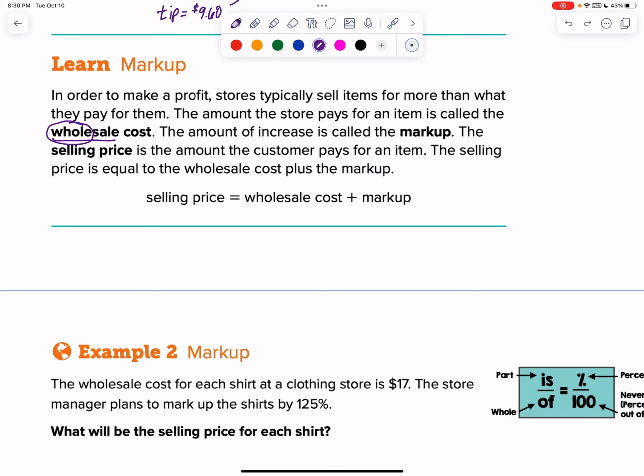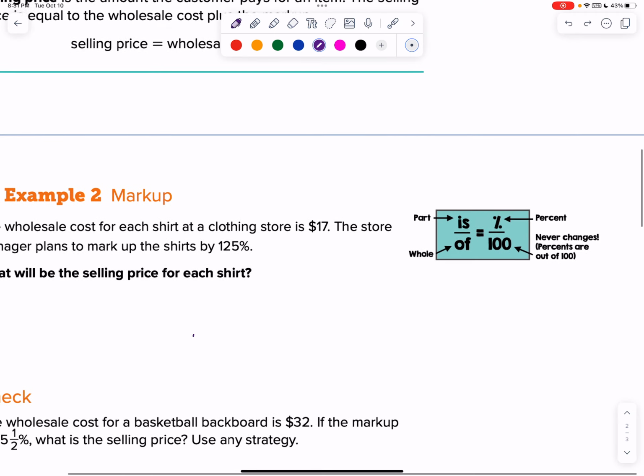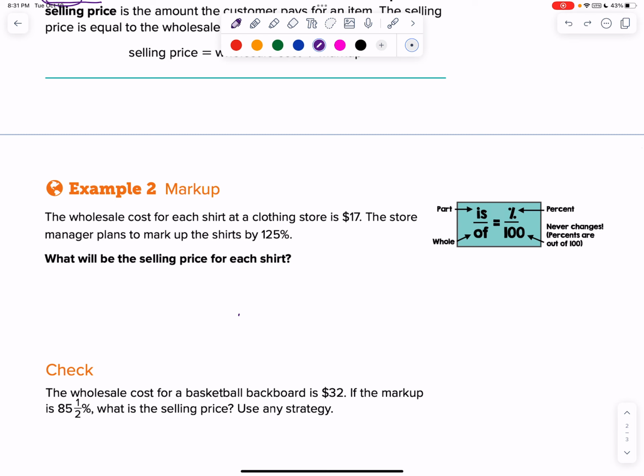Okay, and so that's what we'll explore right now. This one's going to be a little bit different, though, as we go through this section. So pay close attention as you see it shift a little bit. So the wholesale cost for a shirt at a clothing store is this. So that's our whole. Okay, we know it's our price prior to things happening. And the store manager plans to mark up the shirts by 125%. So here's our percent. So this one doesn't seem much different.